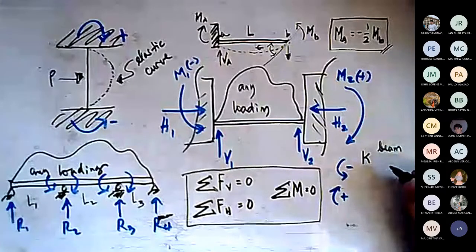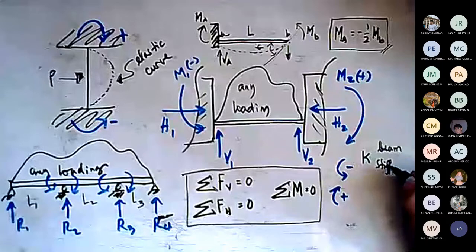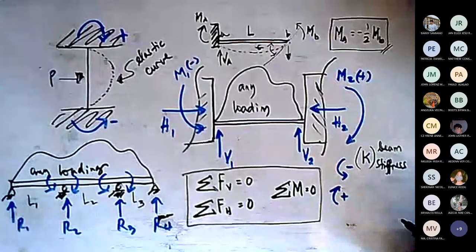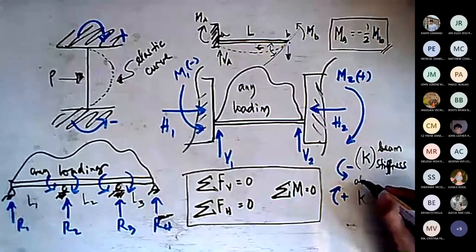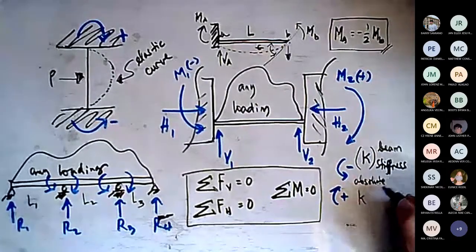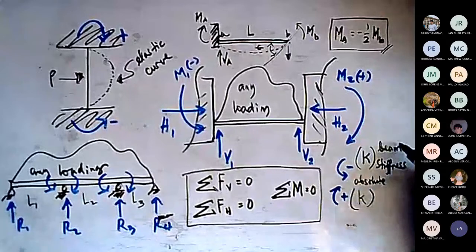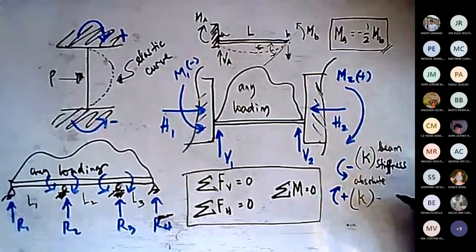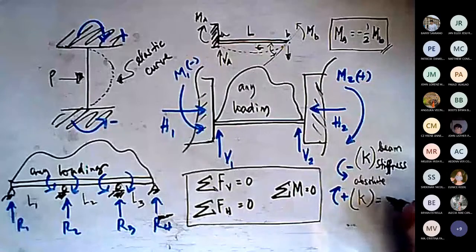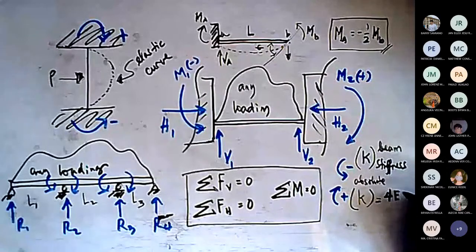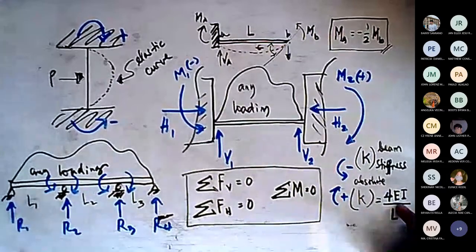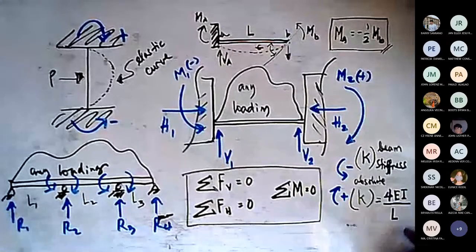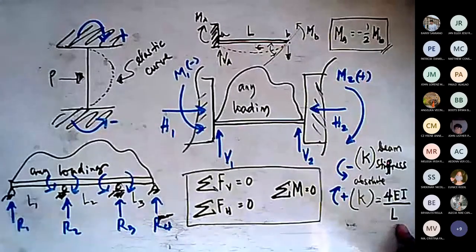Okay, beam stiffness. You also have the absolute K. Dalawa yung klase ng stiffness. One is beam stiffness, the other one is absolute K. So the absolute K is simply equals to 4EI over L, wherein E is the modulus of elasticity, I is the moment of inertia, and L is the span length.